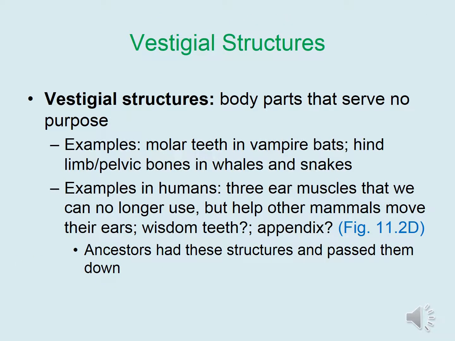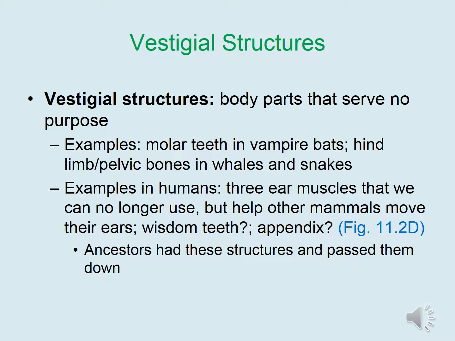Another example of anatomy that lends support to evolution is vestigial structures. These are body parts that serve no purpose in the current organism. Examples include molar teeth in vampire bats and hind limb pelvic bones in whales and snakes. Vampire bats are called this because they suck blood, so they certainly don't need molar teeth to chew that blood. Hind limb and pelvic bones allow organisms to sit and stand upright and also to walk, which whales and snakes clearly do not do. Examples in humans include 3 ear muscles that we can no longer use, but help other mammals move their ears. Have you ever seen a dog or cat hear a sound coming from another direction and move their ears to redirect their ears towards that sound?